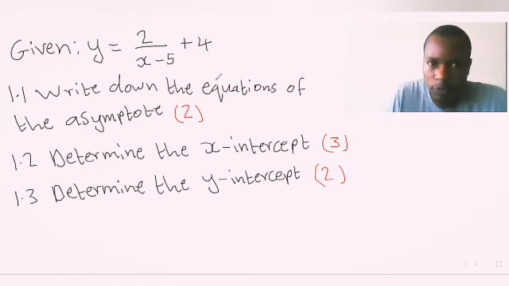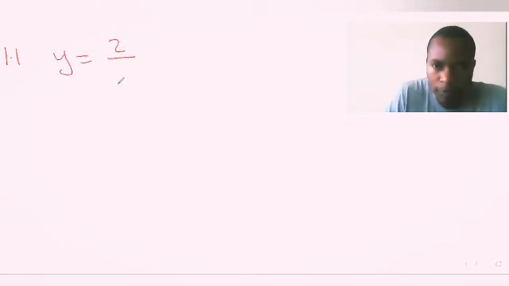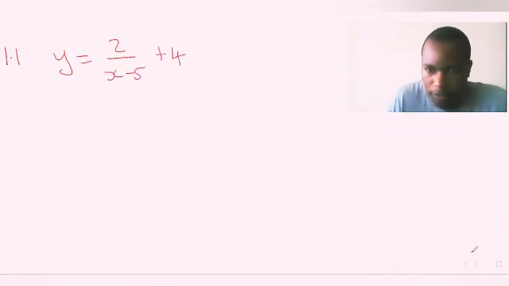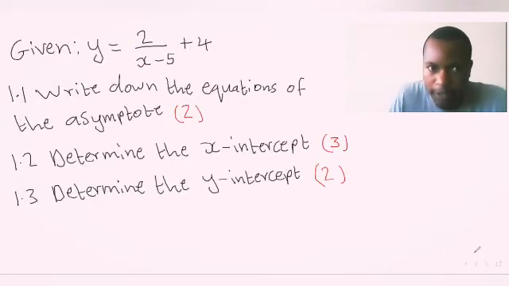Question 1.1 wants us to write down the equations of the asymptotes. I'm going to move on to the next page so that we have a good look at this. Again, just to remind you, the equation is y equals 2 divided by x minus 5, plus 4. Just making sure that I've copied it down properly.